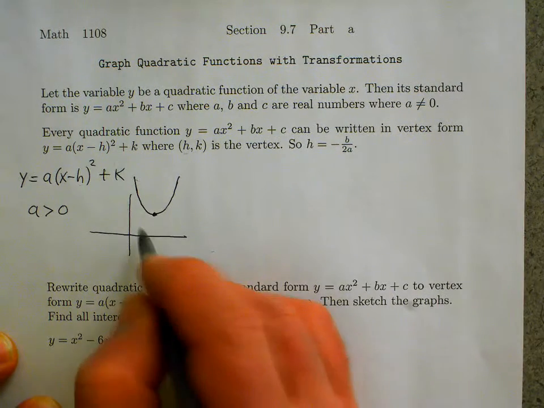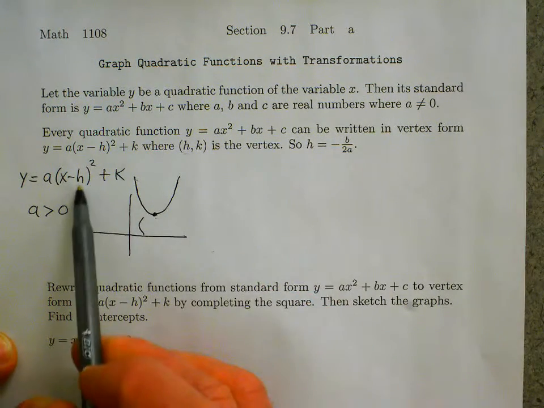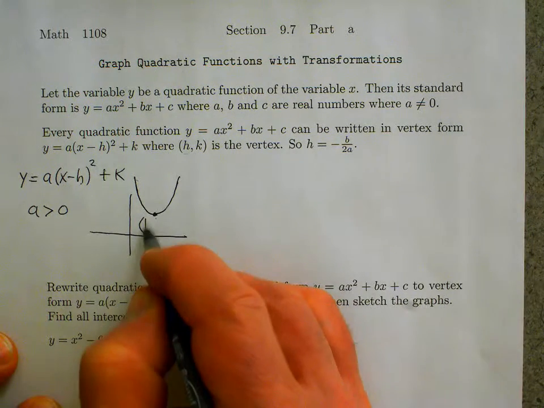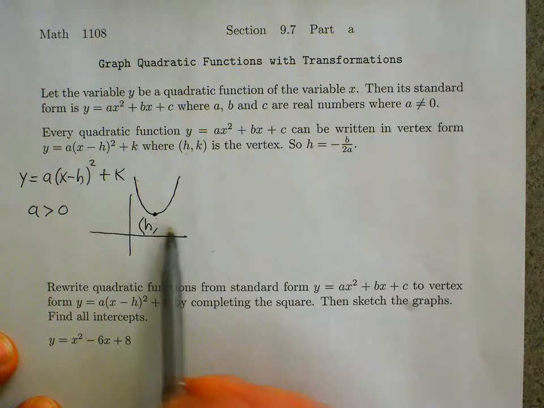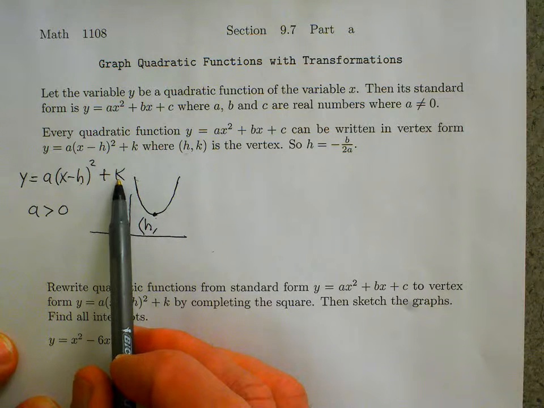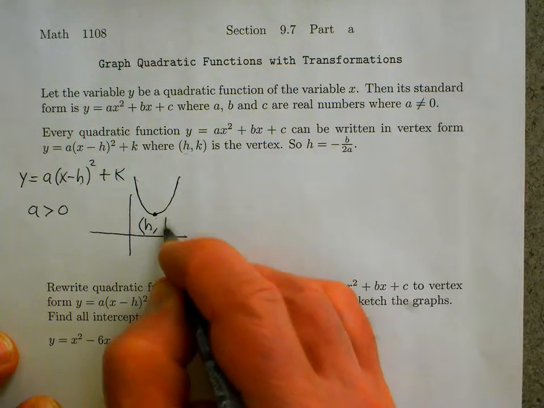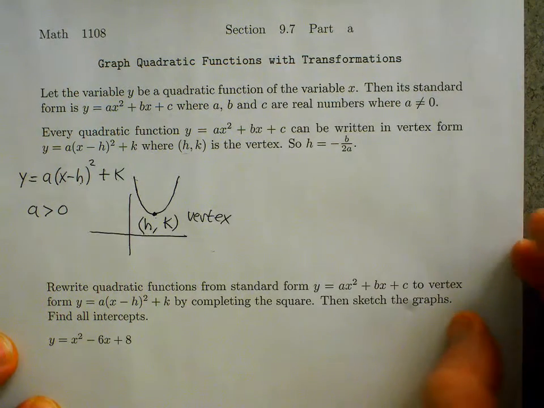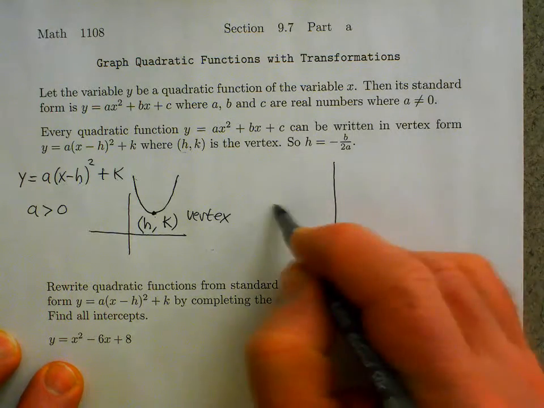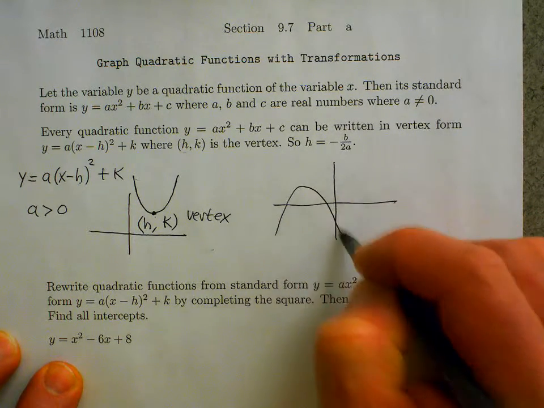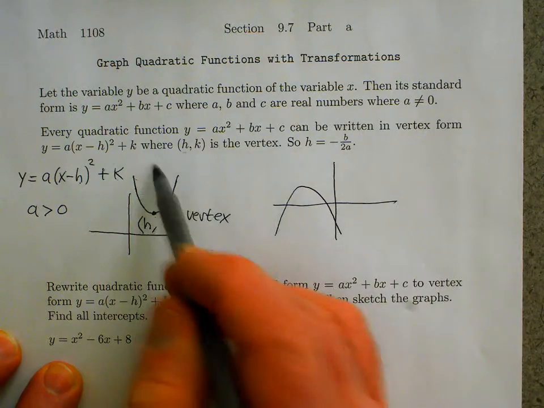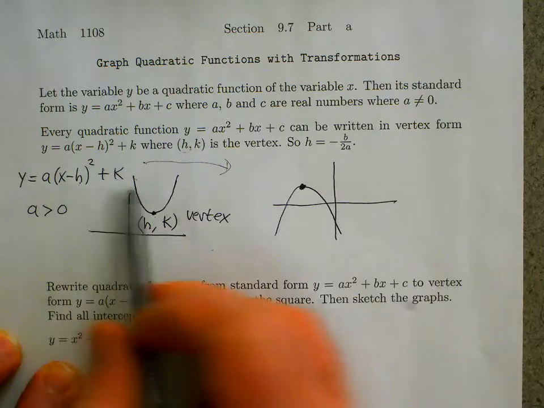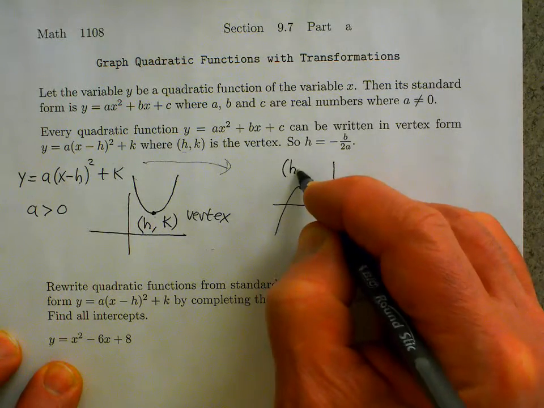So the x-coordinate of the vertex is the number that is subtracted from x inside the parentheses, and the y-coordinate of the vertex is the number that is added on the outside of the parentheses. So that's the vertex. Now you could have a parabola that opens downward, but if it's in vertex form, then you can tell by looking what the x and y coordinates of the vertex are.